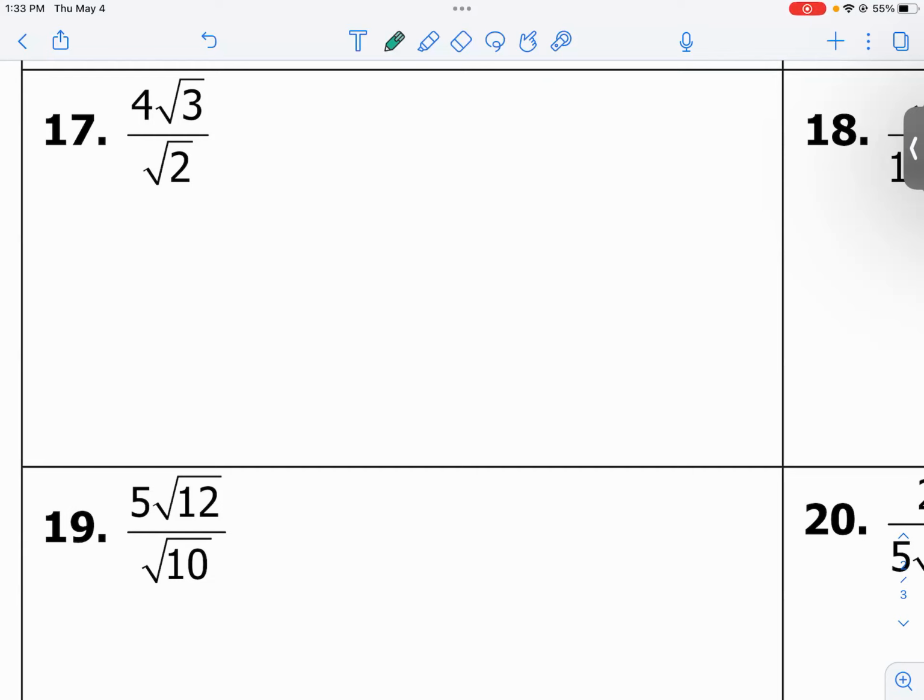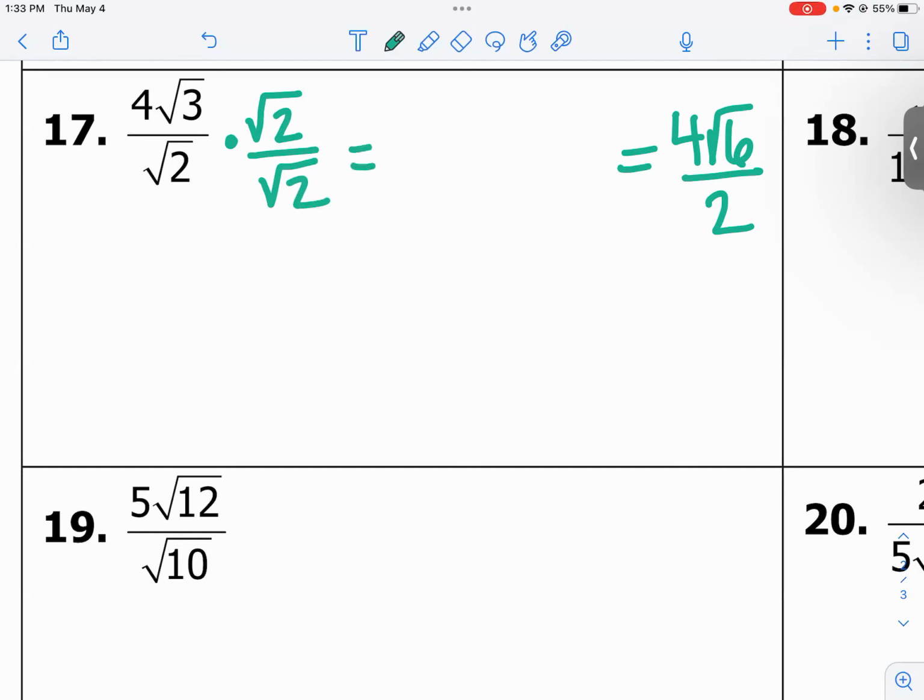So it sounds like we're done with this problem. 4 radical 6 over what? Okay, let's talk about how she got that. What did you do first? I multiplied by the radical of 2. Okay, so we got 4 radical 6 over radical 4, which is how she went to this 2, but this is not the final answer.